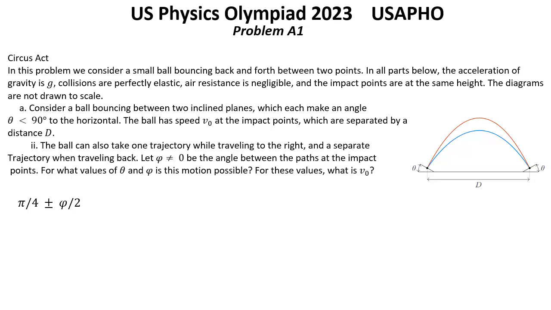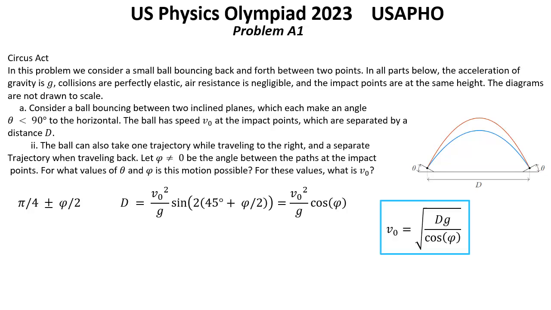Considering the range yields d equal to v0 squared over g multiplied by cosine phi, from which we find v0 equals the square root of dg over cosine phi. As expected, this reduces to the answer above as phi goes to 0 and becomes infinite as phi goes to 90 degrees. That was the solution for question A.